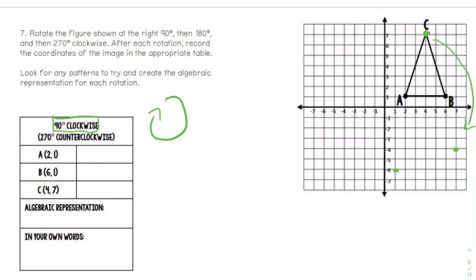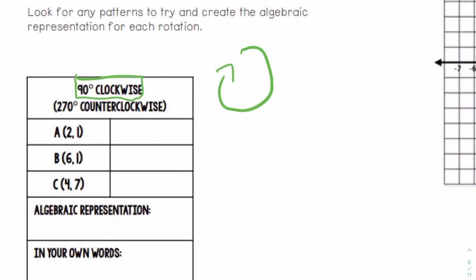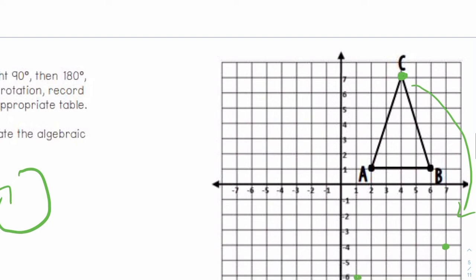So let's start off with C. C started at 4, 7. Up here, let's make sure, let's count. The X is 4 and the Y is 7. 4, 7. Remember, the X is the first number and the Y is the second number in an ordered pair.